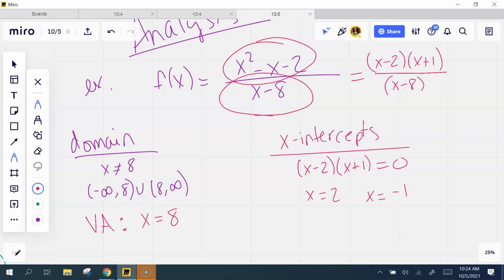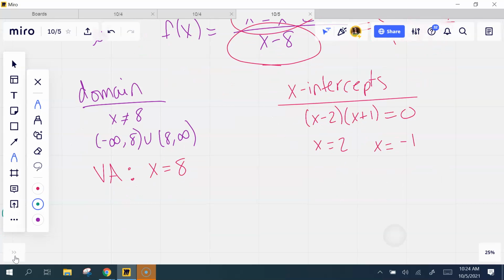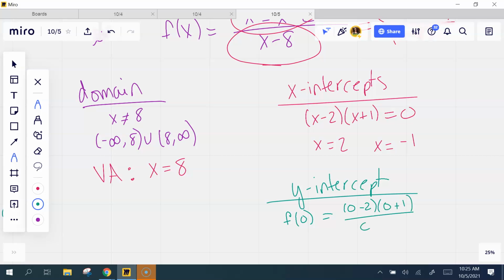What else have we talked about? Oh, you're talking about all the x's. Okay, so y-intercepts, let's do it. How do I do y-intercepts? Or the y-intercept? You put 0 in for x. So I'm finding f of 0. So this would be 0 minus 2 times 0 plus 1 over 0 minus 8.